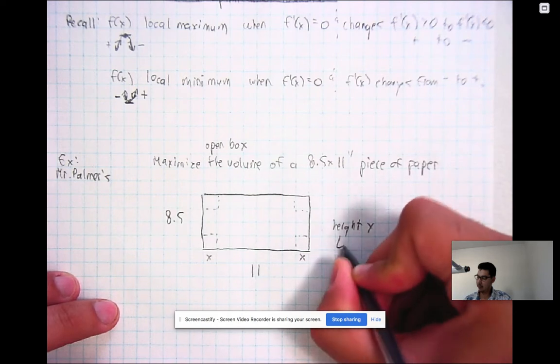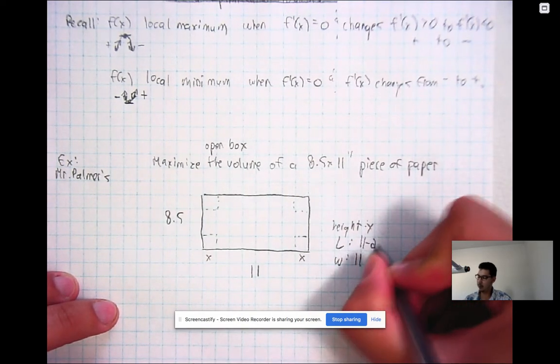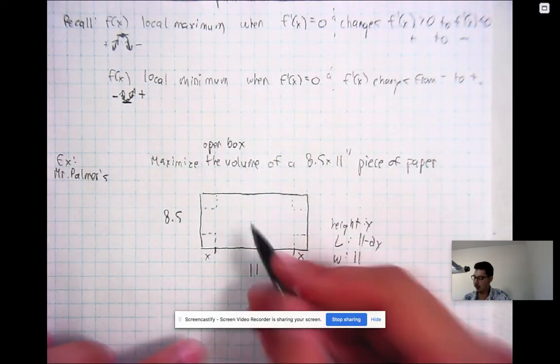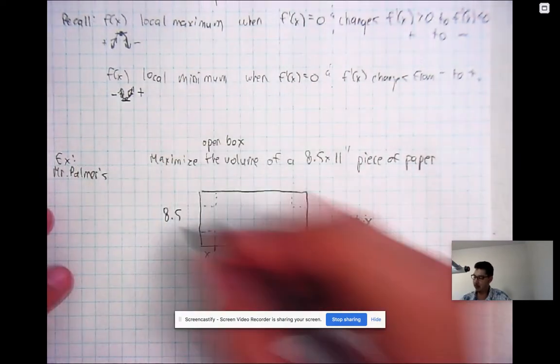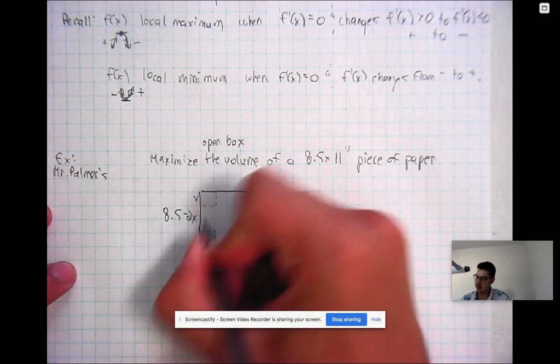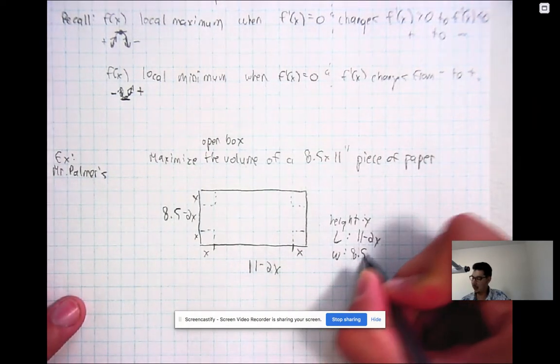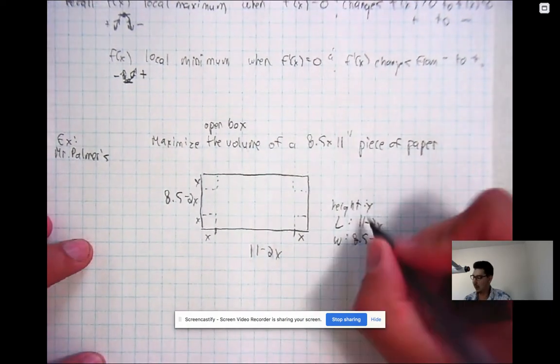And the length will be 11 minus 2x, because if we cut away these two parts and fold it up, that's 11 minus both of those. And the width, similarly to how we got the length, would be 8.5 minus 2x, taking away each of those cuts as you fold it up. So hopefully that has some resemblance to what you remember doing in his class.